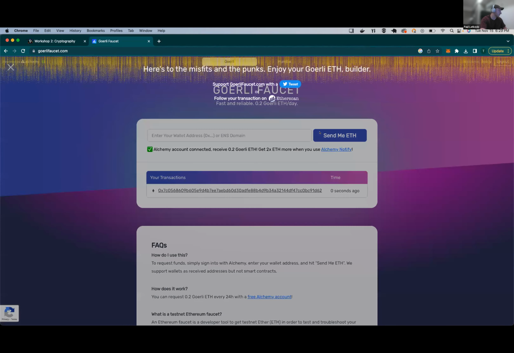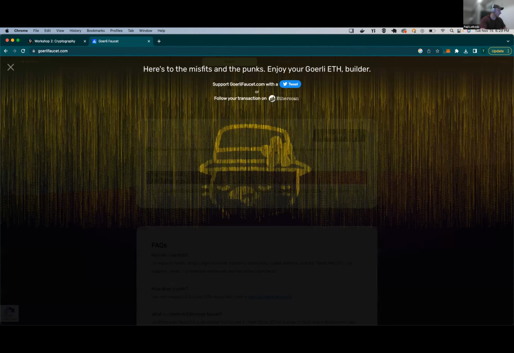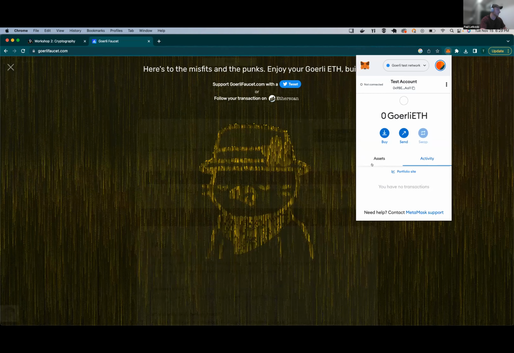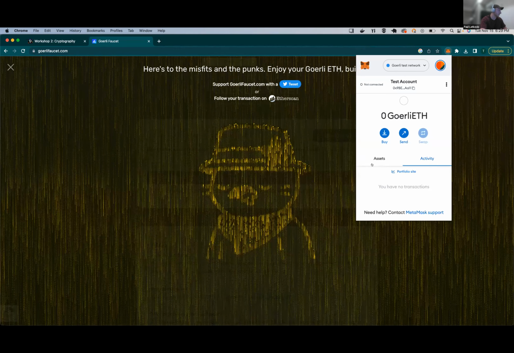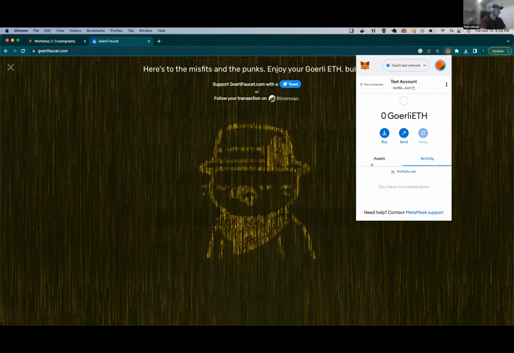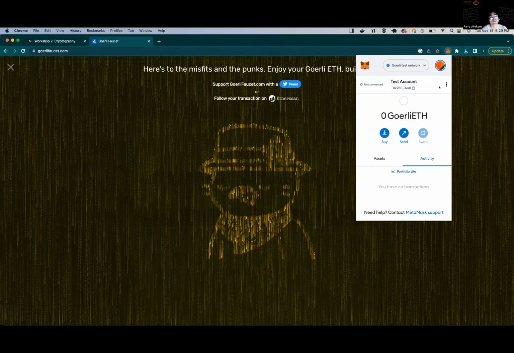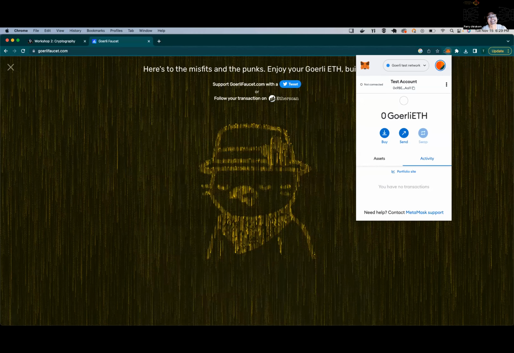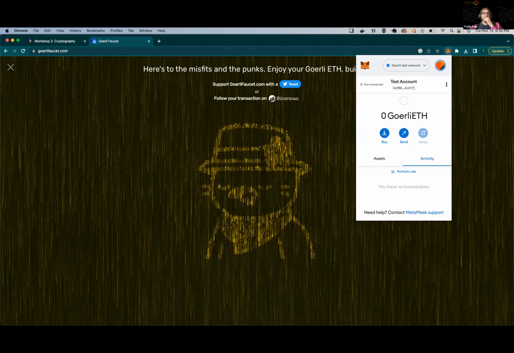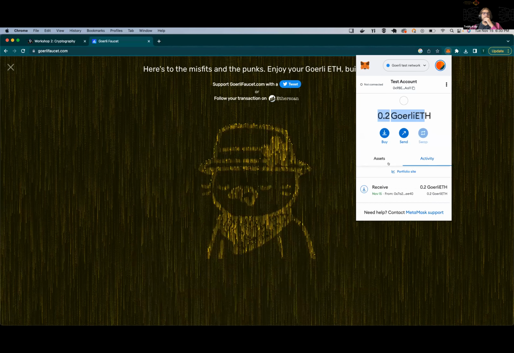Then it'll take a little bit of time, usually about 15 seconds, the time it takes to perform a transaction. Once it's completed, you can see in your MetaMask that you have 1 Goerli ETH. Now you're fake rich. And we'll show you, okay, here it is. It went from 0 to 0.2.